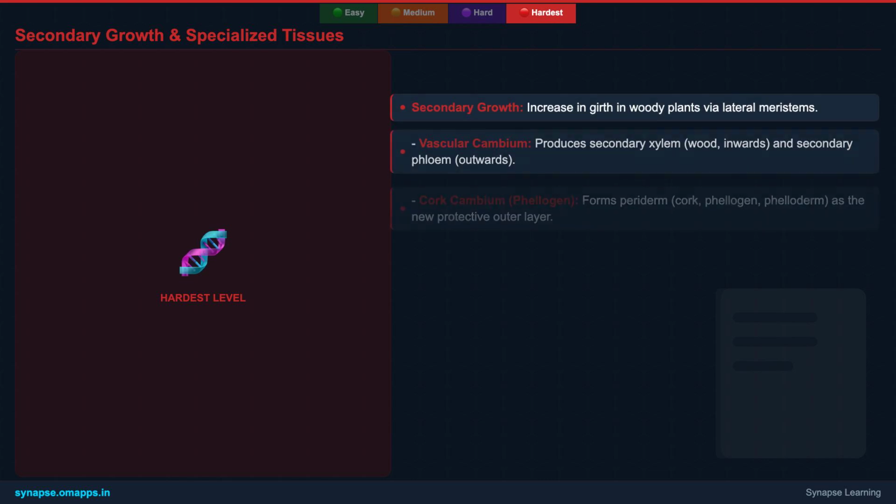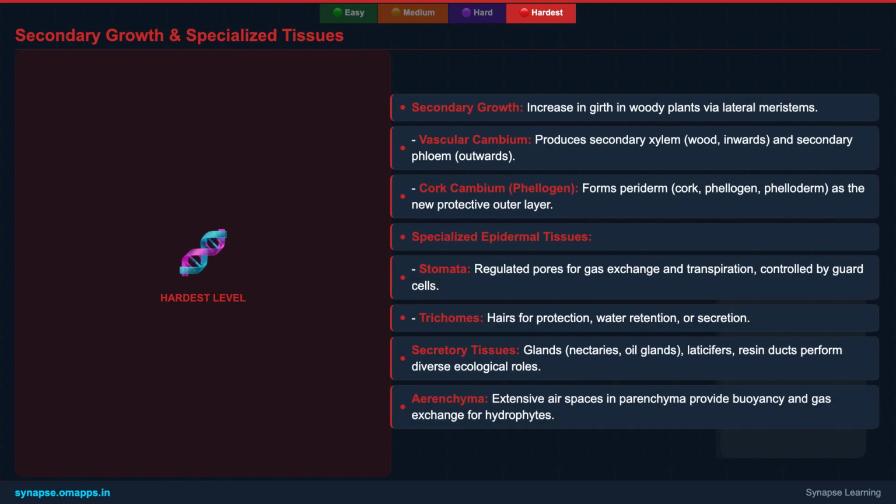Beyond the basic transport, secondary growth significantly enhances plant structure. In woody plants, lateral meristems like the vascular cambium produce secondary xylem, which we know as wood, towards the inside, and secondary phloem outwards, increasing the plant's girth. Another crucial lateral meristem is the cork cambium, or phellogen. It gives rise to the periderm, which includes the cork, phellogen itself, and secondary cortex, replacing the epidermis as the plant's robust outer protective layer.